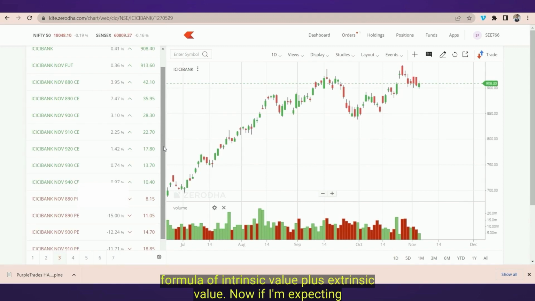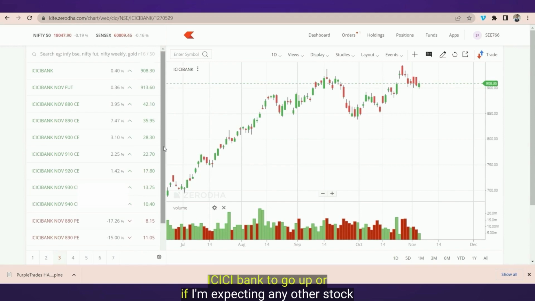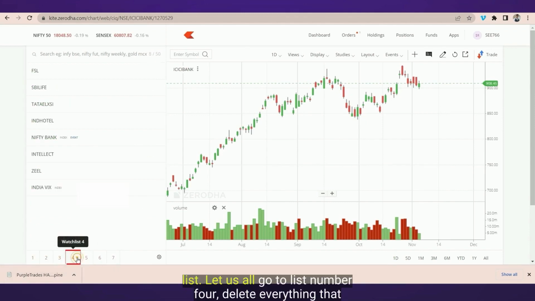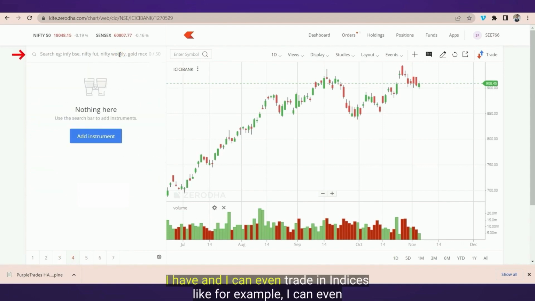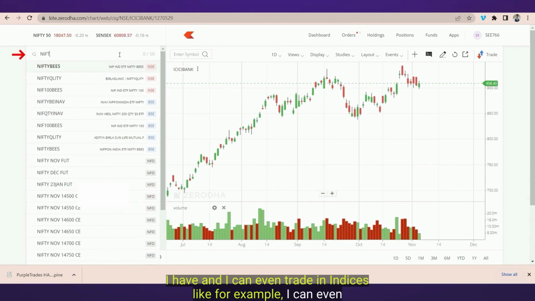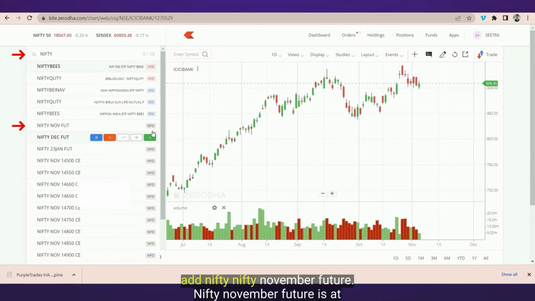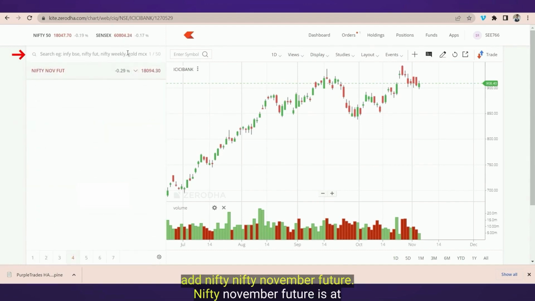Now if I'm expecting ICICI Bank to go up, or any other stock to go up, I can buy a call, and if I'm expecting any stock to go down, I can buy the put. Now for example, let us say I'm going to go to another watch list. In Zerodha I can add up to 7 watch lists. Let us say I'll go to list number 4, delete everything that I have, and I can even trade in indices. For example, I can add Nifty November future. Nifty November future is at 18,096, that is almost around 18,100.